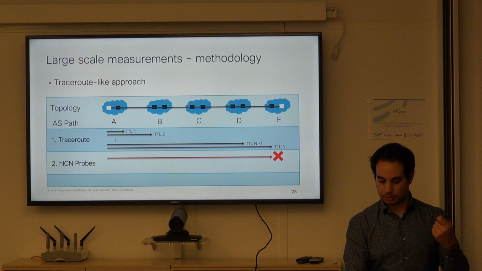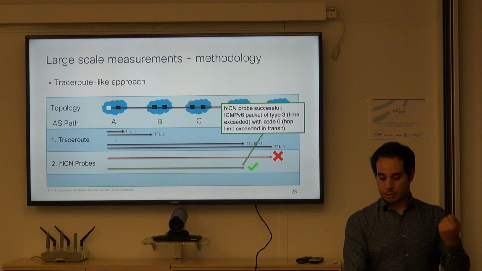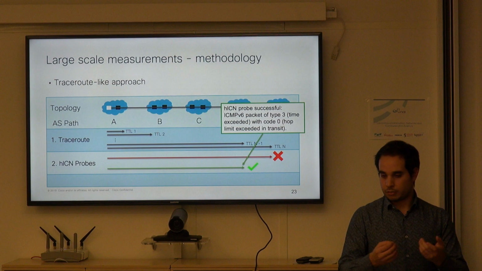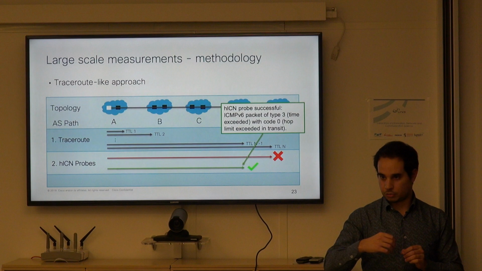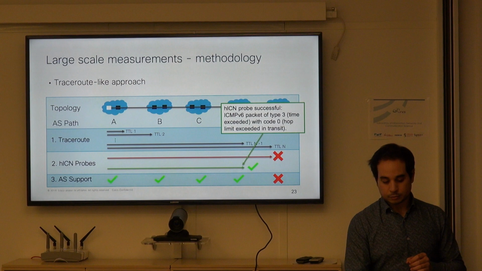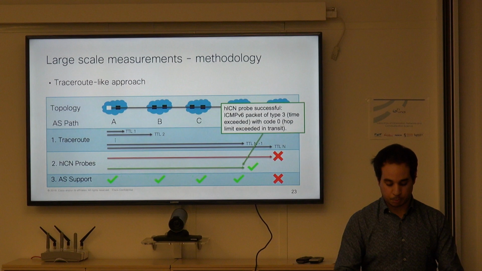As soon as we receive an ICMP packet of type 3, code 0, it means that the IP packet, which is actually an HCN packet, arrived up to that point and was just discarded because the hop count was 0. It means that the packet was able to traverse all the previous routers, which the traceroute packet also traversed. And so we can say that all the autonomous systems traversed by the traceroute packet are also supported by the HCN one.